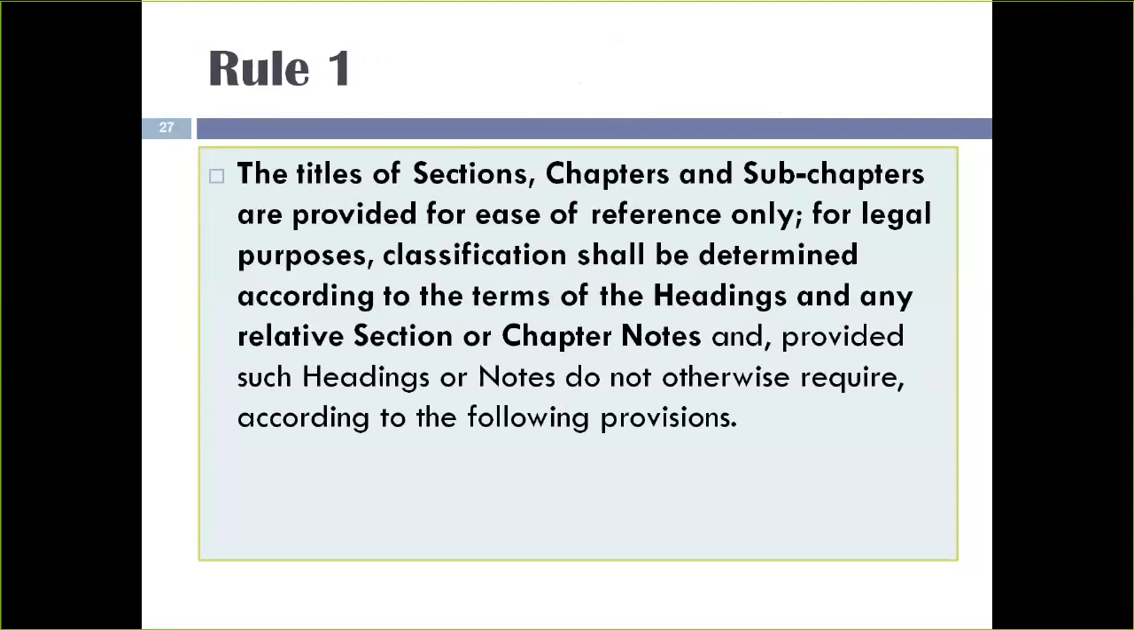First of all, it is important to know the first rule says that the titles of sections, chapters, and subchapters are provided for ease of reference only. For legal purposes, classification shall be determined according to the terms of the headings. In other words, when a good is classified, the title of the section or the title of the chapter is only a guide. It is not binding. What is binding is the terms or the description provided in the heading.